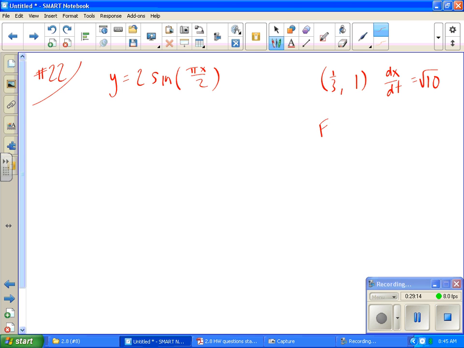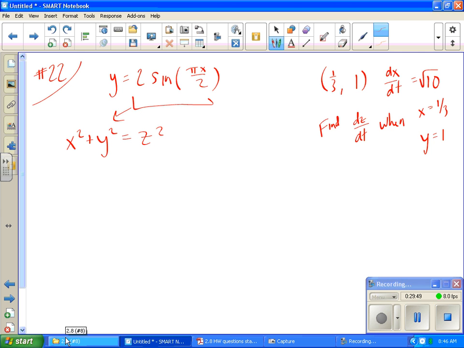So we're trying to find dz dt, right? When x is 1/3 and y is 1. And then you're going to use the Pythagorean theorem, because if you drew from the point on the curve to the origin, you could create a right triangle with the x and the y. So you're going to set up x squared plus y squared equals z squared. And then plug this in for y. And then you take the derivative. Okay?